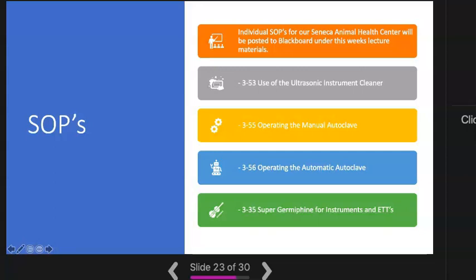Individual SOPs, or standard operating practices, for Seneca's Animal Health Center will be posted on Blackboard under this week's lecture material. We have SOPs for the use of the ultrasonic instrument cleaner, operating the manual autoclave, operating the automatic autoclave, and Super Germaphene for instruments and endotracheal tube sanitization.